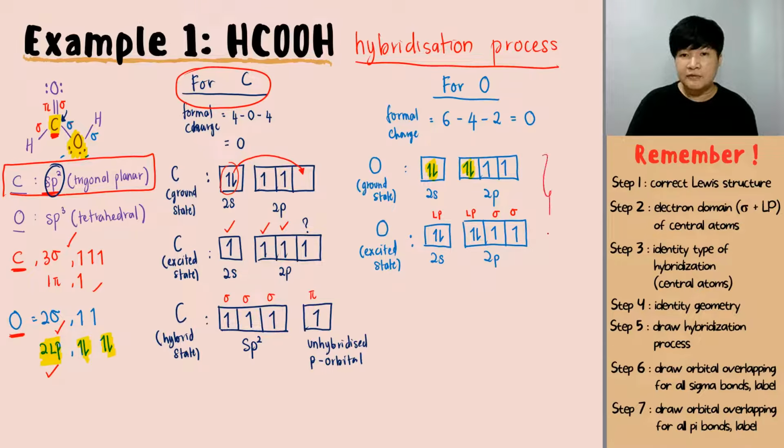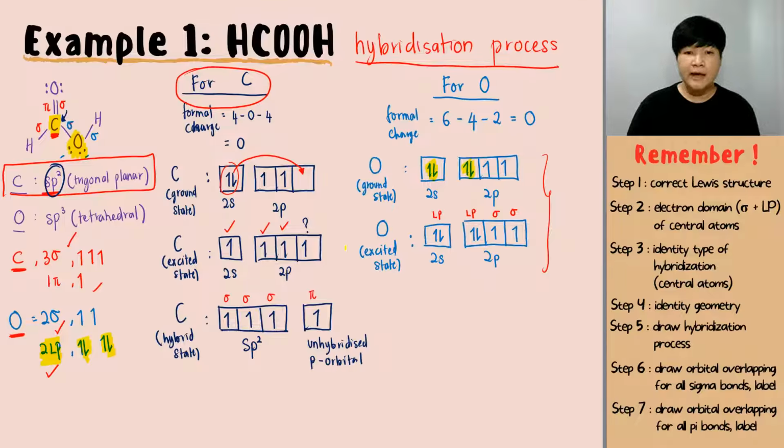Bear that in mind, if you look at your ground state and excited state, it seems like there are no changes in terms of the arrangement of electrons. But in fact, the energy of the electron actually changed. Therefore, the ground state and the excited state both must be written during the hybridization process, even though the arrangement of electrons is not changing. Okay? Make sure you have both of them written down.